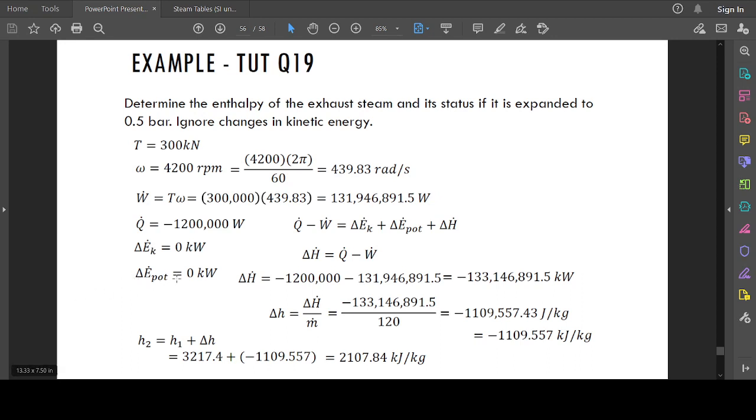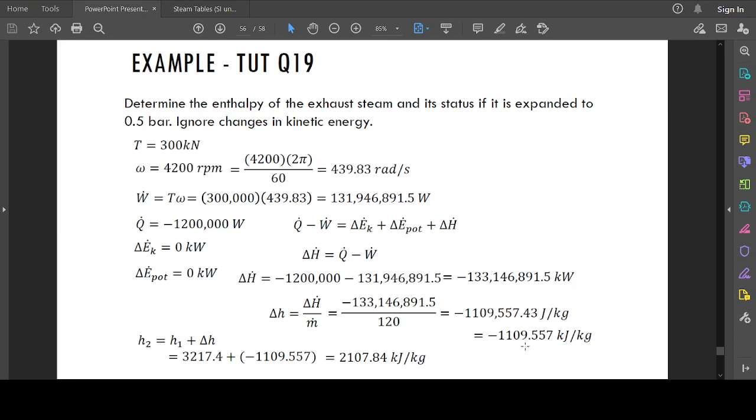Now, what about potential energy? We don't know anything about the height, and if the height is regarded as zero, there is no change in height, then the potential energy is also zero. Then we are now left with the change in enthalpy equal to the heat transfer rate minus the work. Okay, and we plug in the values as given. Then we find the change in enthalpy, and the specific change in enthalpy. And if we know the specific change in enthalpy, then we can easily calculate the enthalpy of the exhaust stream.